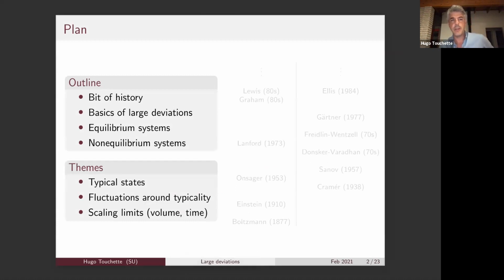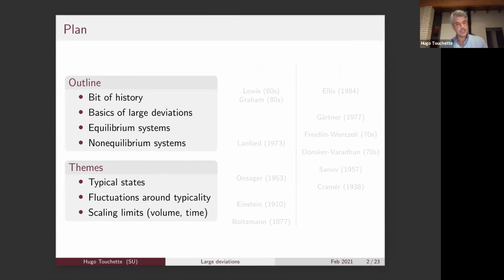So I'll start with a bit of history, and then I'll try to explain the basics of large deviations. I'm not going to explain the whole theory, just the main results that we use in physics to study equilibrium and non-equilibrium systems. And I'll use one or two systems just as examples to show you how we use the mathematics to study the properties of these systems.